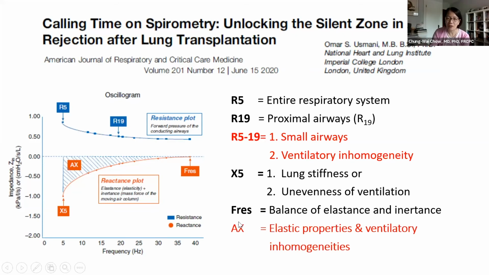The second value to keep in mind is this thing called the AX, or the area of reactance, that is shown here as the area under the curve. It is a metric of the elastic properties of the lung and, again, of inhomogeneity of ventilation. The higher this value goes, the stiffer the lung and the more inhomogeneity in terms of ventilation.